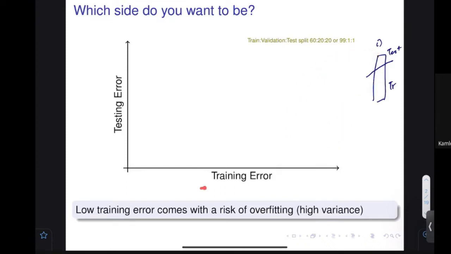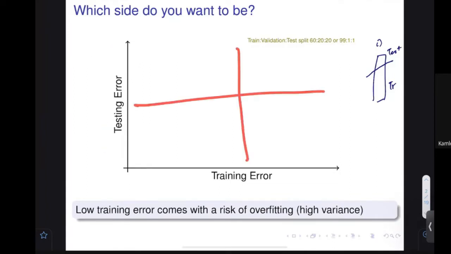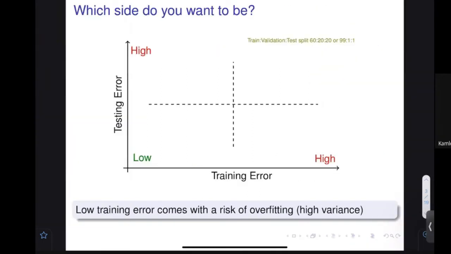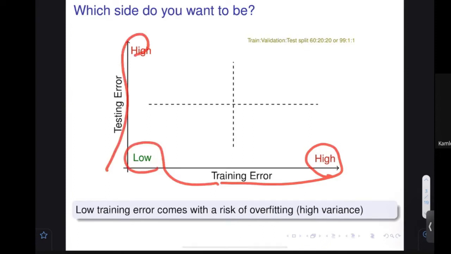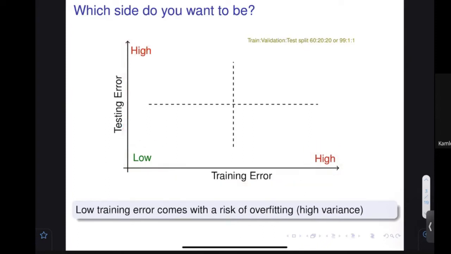On one axis the training error is high, and on the other the testing error is high. So I can divide this space into two extremes: training error is high or low, and testing error is high or low. These are the four quadrants you can now understand.